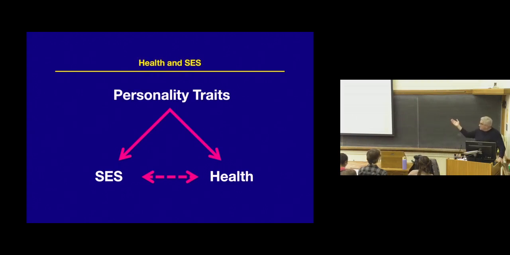Or our genes, for example. We may have genes that you're born with that are correlated with or cause high socioeconomic status, and those same genes are correlated with or cause good health. So it's not that SES is causing health, it's some third factor, your genotype, that is conferring both of these advantages.